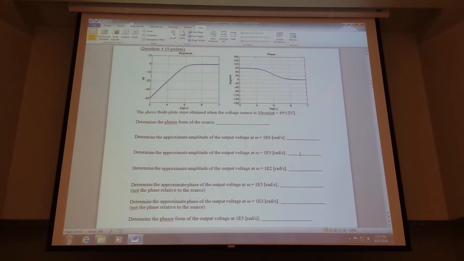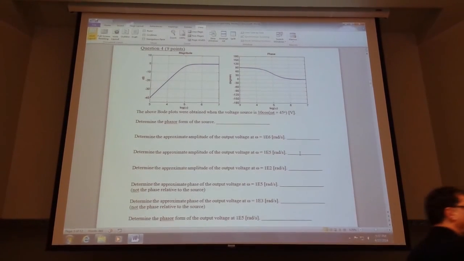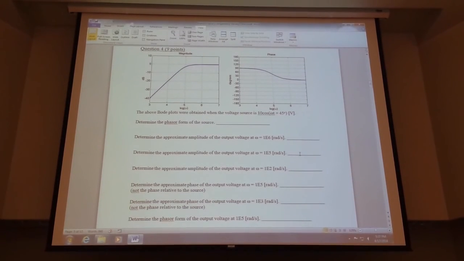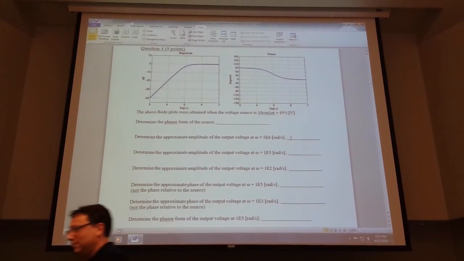Some plot interpretations. People did generally fairly well on this. Phasor form of the source. What's the phasor form of the source? This one should be able to do like that. 10 angle 45. Everyone agrees? No problem. So there's the source, 10 angle 45. What's the approximate amplitude at 10 to the 6 of the output? I have not heard a right answer yet. Still have not heard a right answer. Finally heard the right answer.